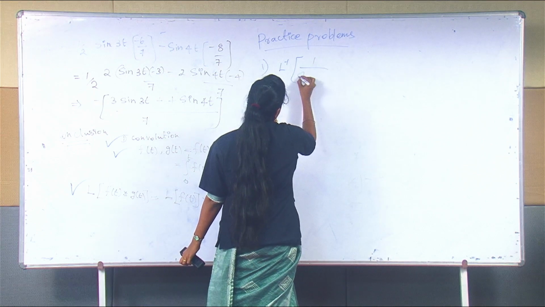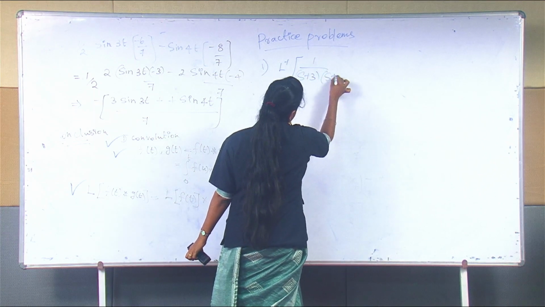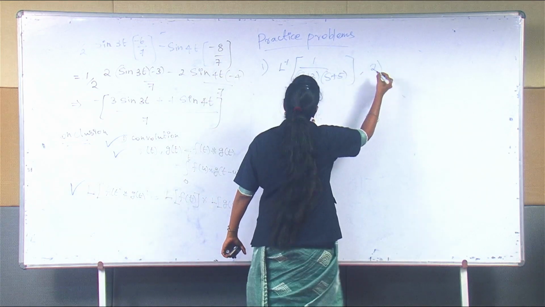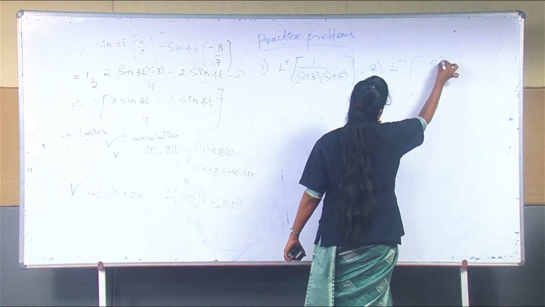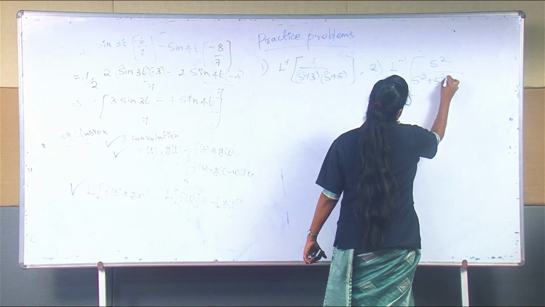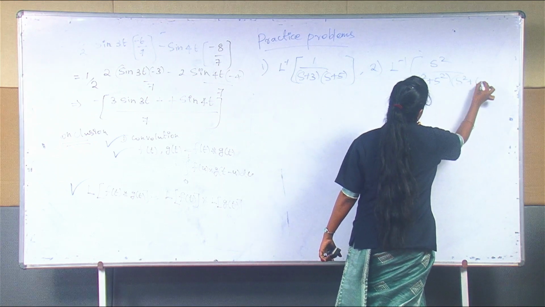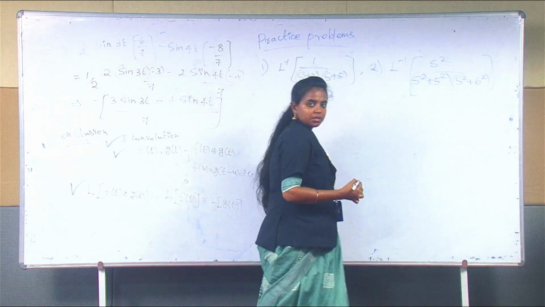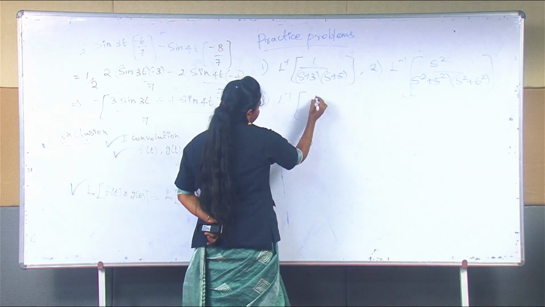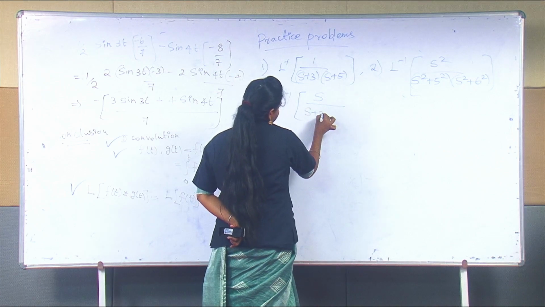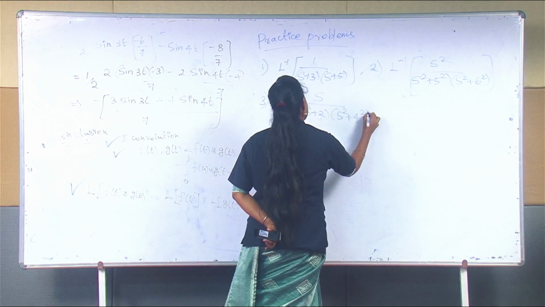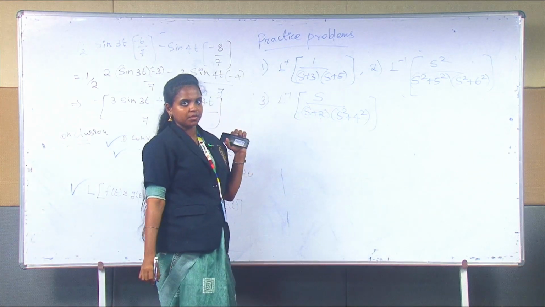Laplace inverse of 1 divided by (s plus 3)(s plus 5). This general format I have taught today. The second sum is Laplace inverse of s square divided by (s square plus 5 square)(s square plus 6 square). And third, we have s divided by (s plus 2)(s square plus 4 square). This also you can try.